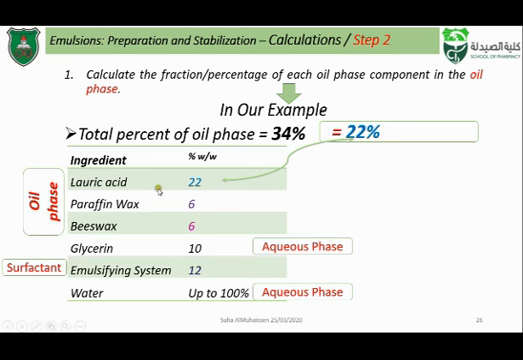What is our oil phase again? It is composed of lauric acid 22%, paraffin wax 6%, beeswax 6%. Totally, these are equal to 34%. How?